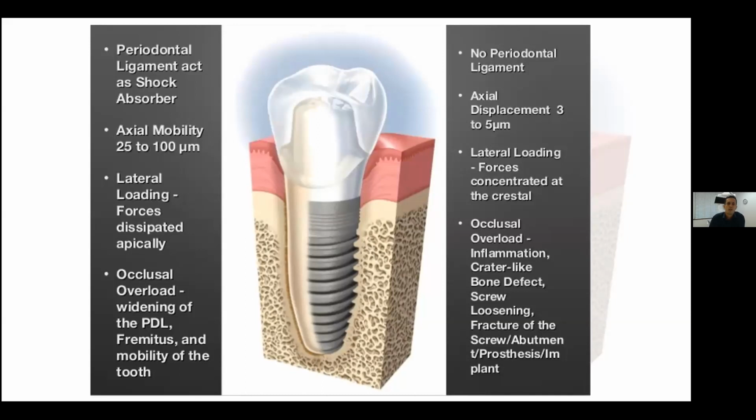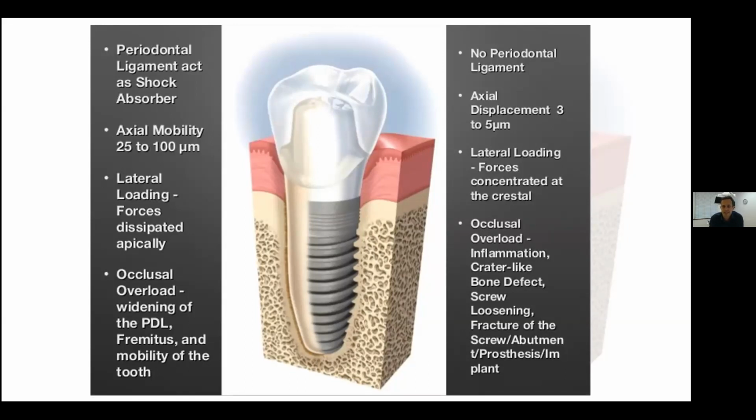An occlusal overload on a tooth will lead to widening of the periodontal ligament, maybe loosening of the tooth, mobility, fremitus, and pain and sensitivity. On an implant, we will get inflammation, and often we'll get bone loss, a crater-like bone defect, but also failure of the hardware. So we get screw loosening, screw fractures, abutment fractures, and even sometimes implant fractures.